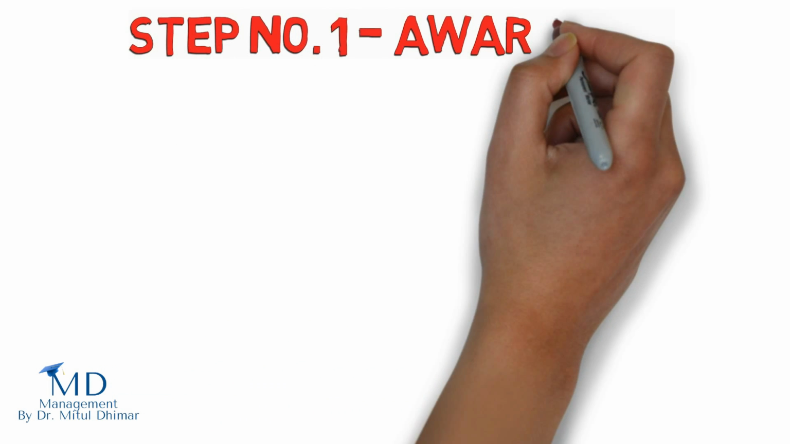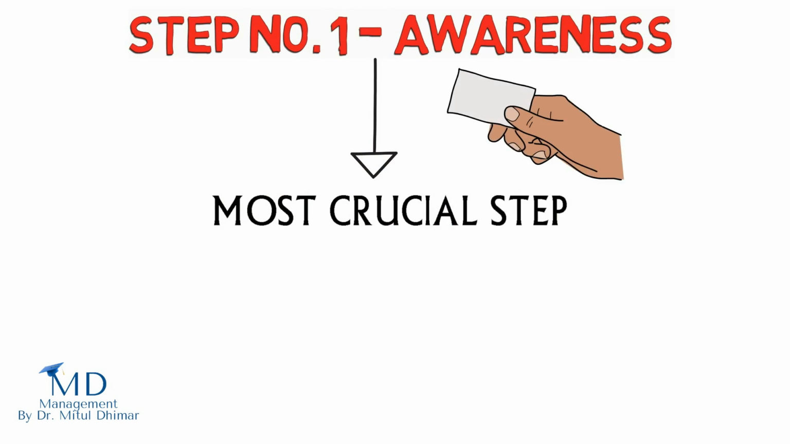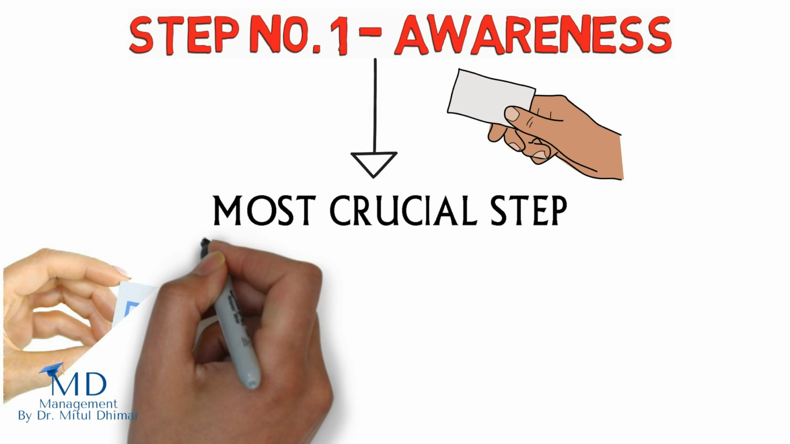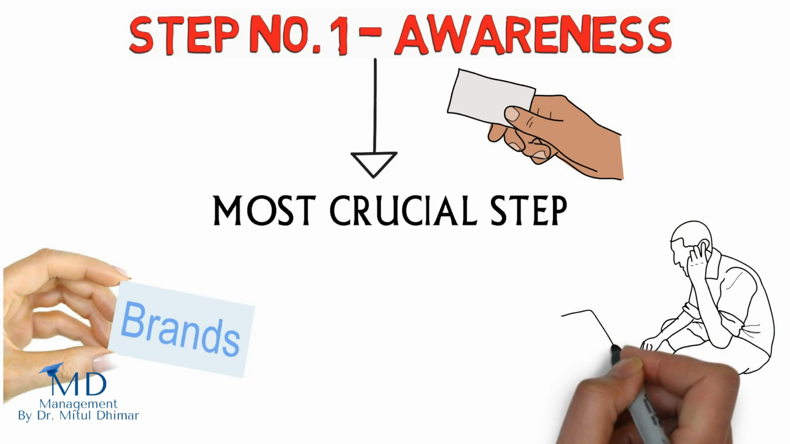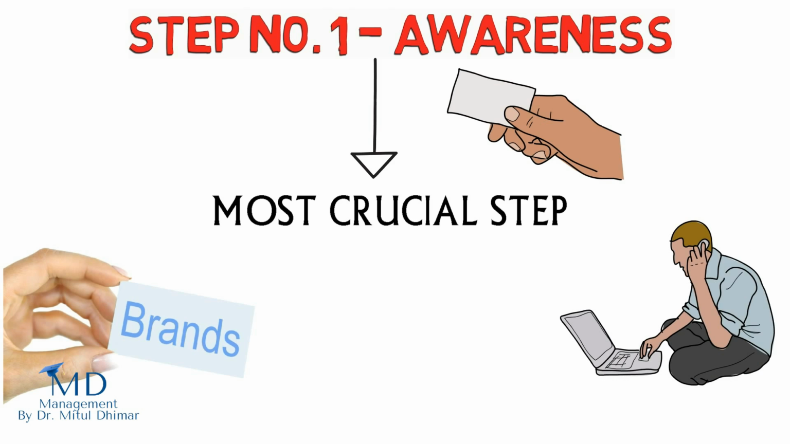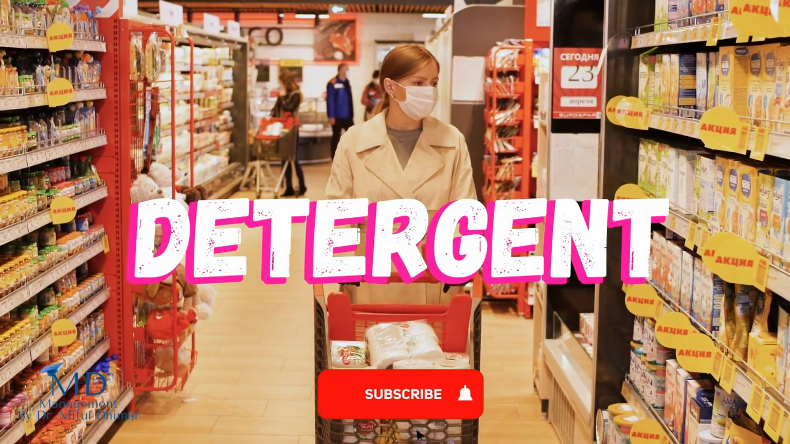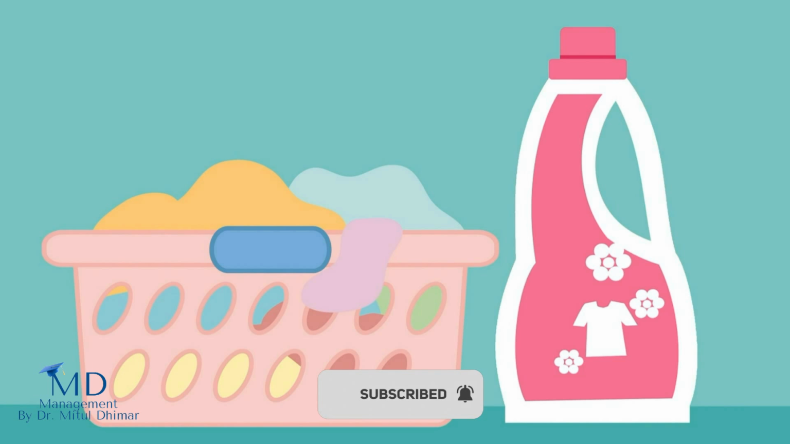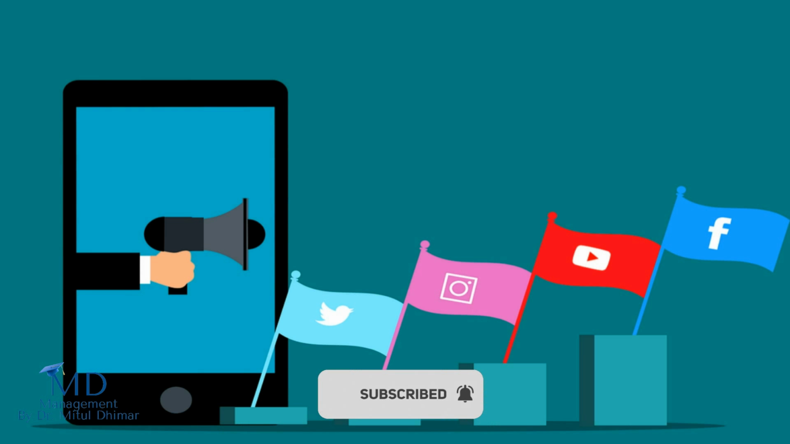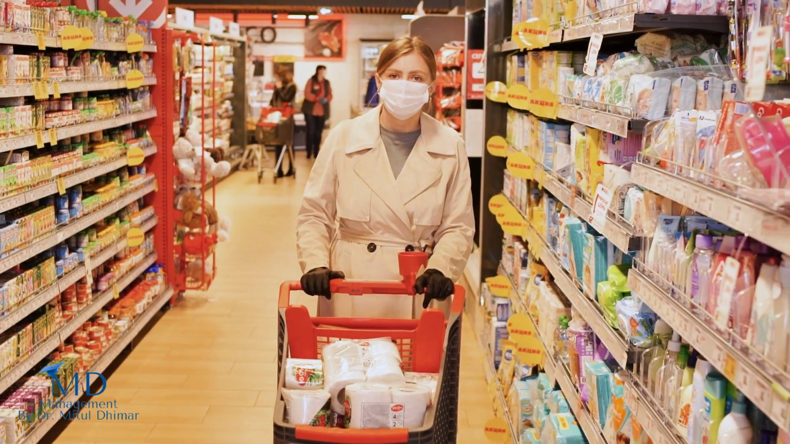Step number 1, awareness. This is the most crucial step and the starting point for purchase. Brand must make sure that the consumer is aware of the presence of your brand in a particular product segment. For example, if I went to shop for buying any detergent, then the detergent brand has to make sure that the consumers are aware of their existence in the market through advertisement. Otherwise, people would hardly give a thought to buy your product.